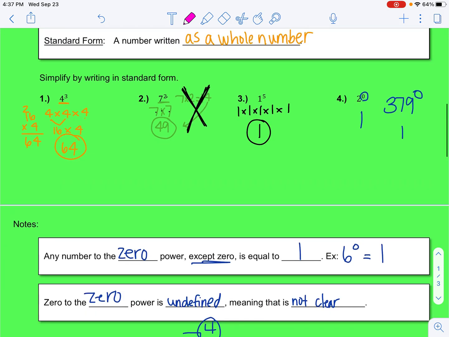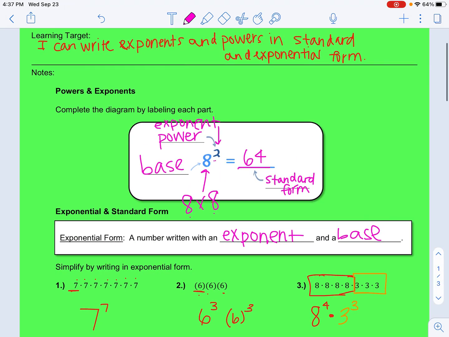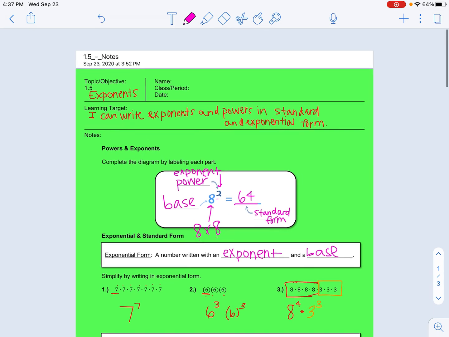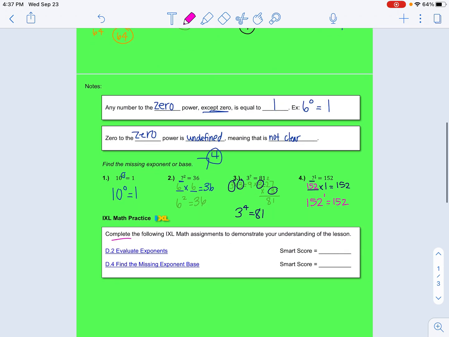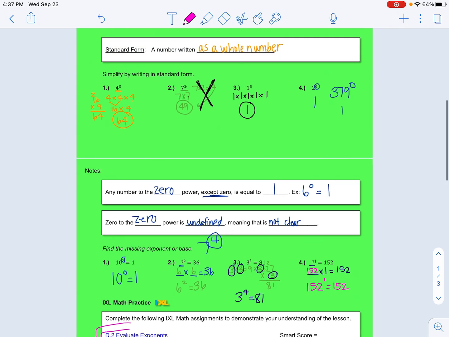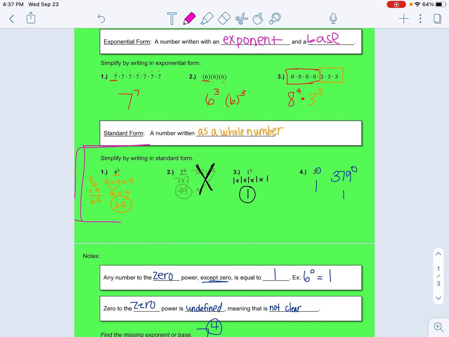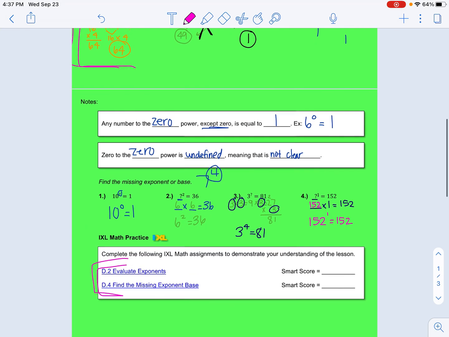So that is our lesson on powers and exponents. Your assignment is to complete 1.5's worksheet as well as these 2 IXLs. D2 is all about this top part right here. D4 is all about this part right here. So do your best.